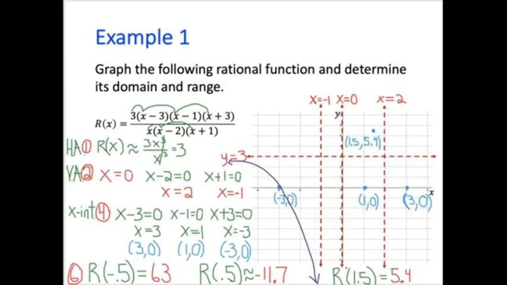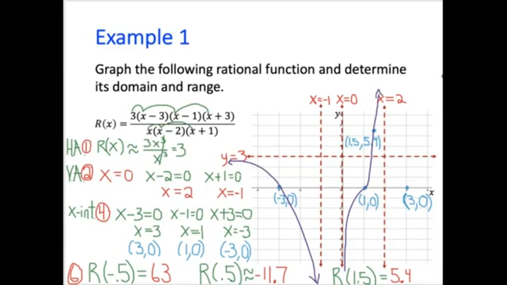And then we'll go ahead and draw our curve. So it's going to go up from negative infinity and follow our asymptote x equals 0 until we get to the point 1, 0. And then it's going to continue up, and it's going to go through the point 1.5, 5.4, and then it's just going to follow the asymptote x equals 2.